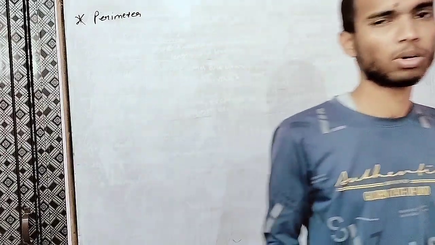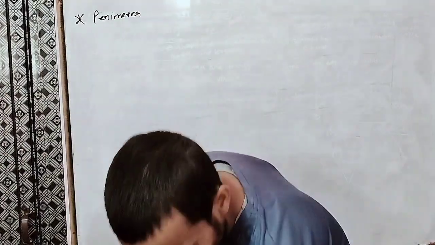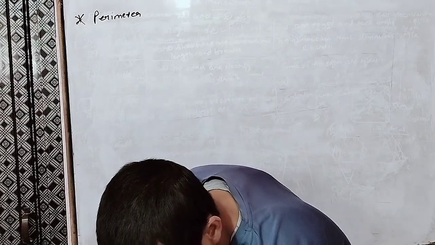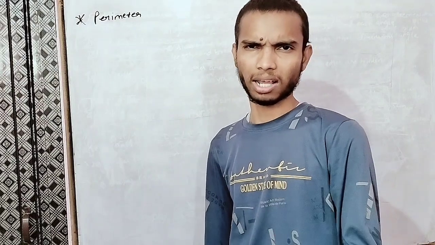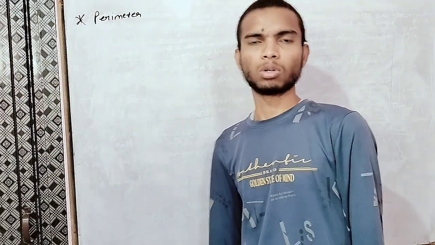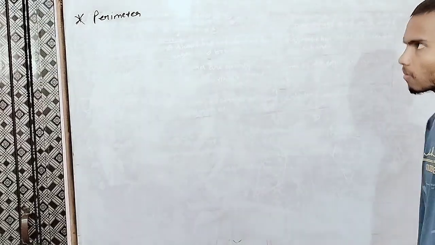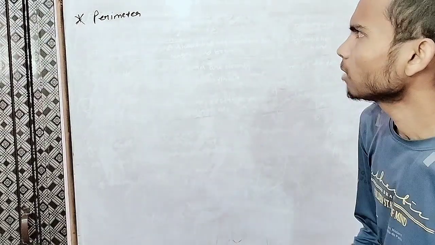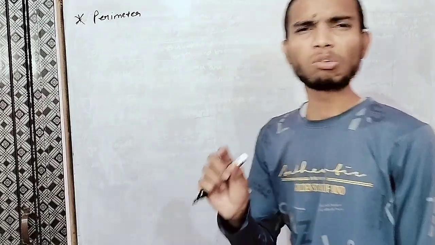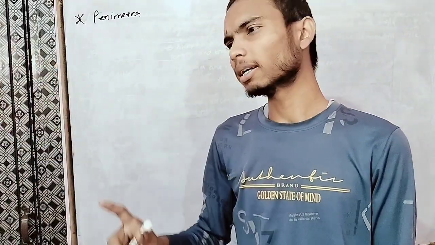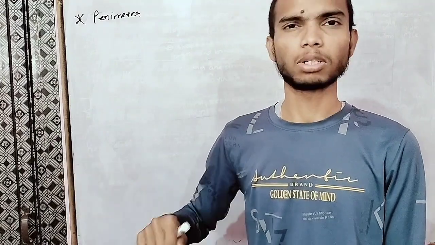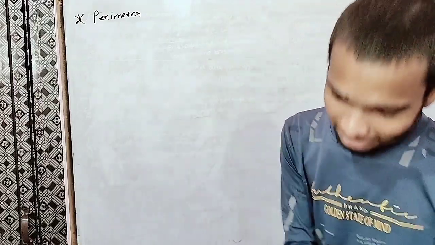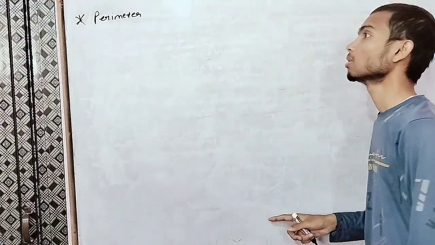What is the meaning of a perimeter? How would you explain it? Do you have any ideas, any words to explain it? Okay, let me explain. What is the meaning of the perimeter of a 2D shape and what is the meaning of the perimeter of a 3D shape? Here we talk about all.